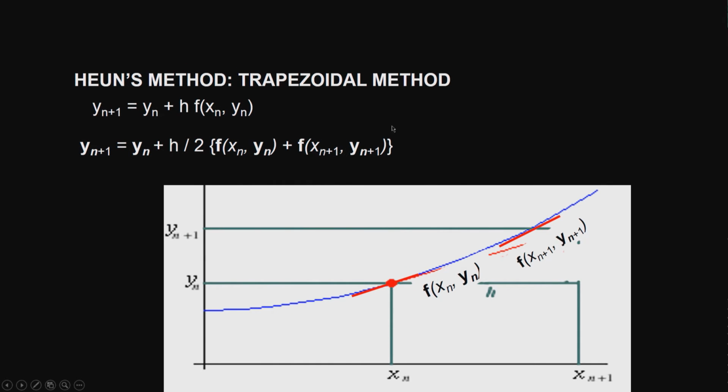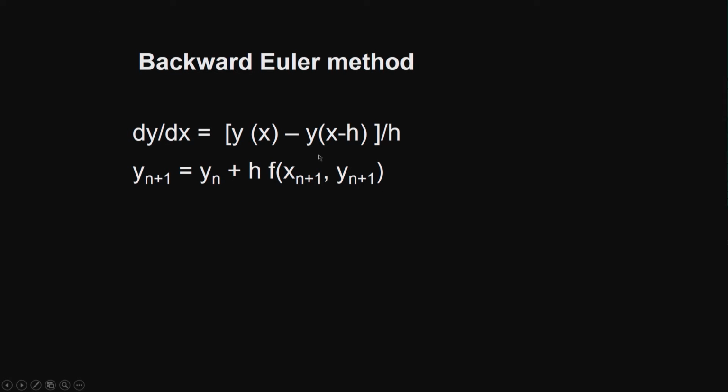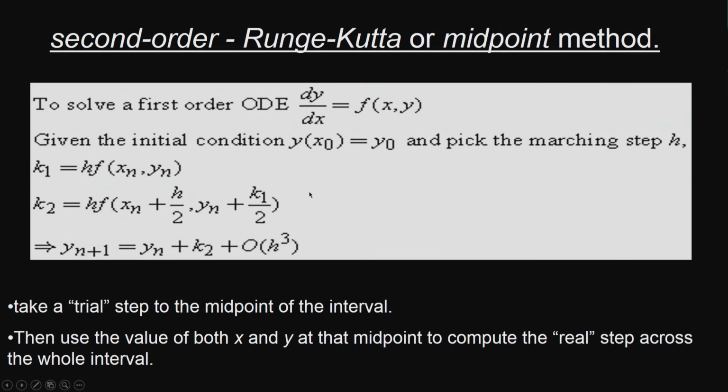Then we have the trapezoidal method, which takes an average of the slope at xn yn and xn plus 1 yn. And if you look at Euler's method, it is simple and least accurate; this is a first order method. Then we also have the midpoint method, where you take the derivative at the midpoint and use it for the full width calculation, which is slightly more accurate. Okay, then we looked at the backward Euler's method. Then we have the second order Runge-Kutta method.